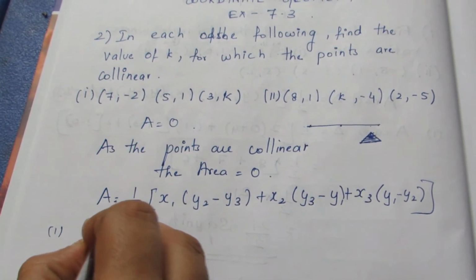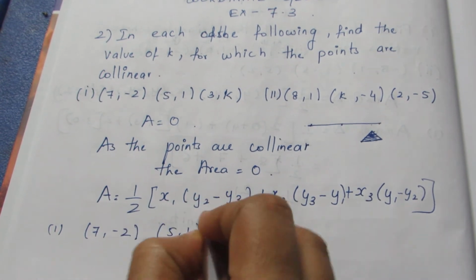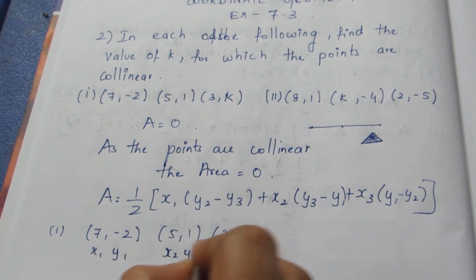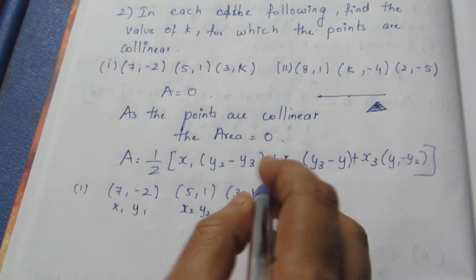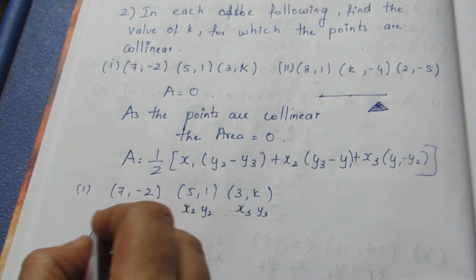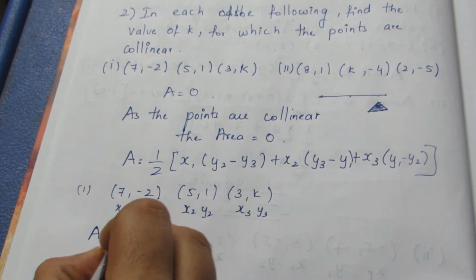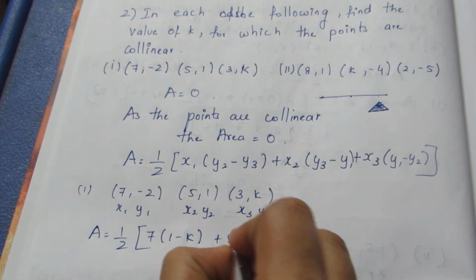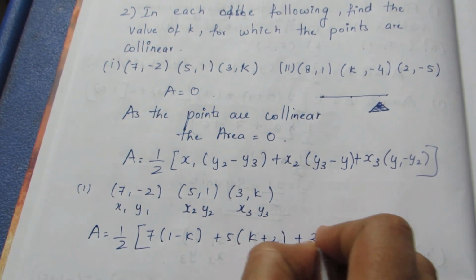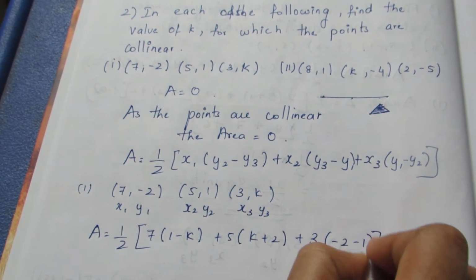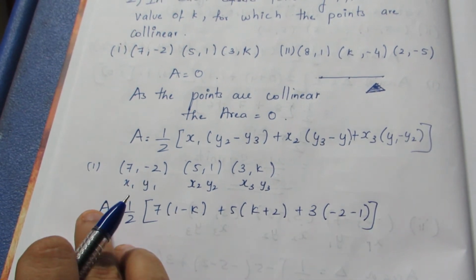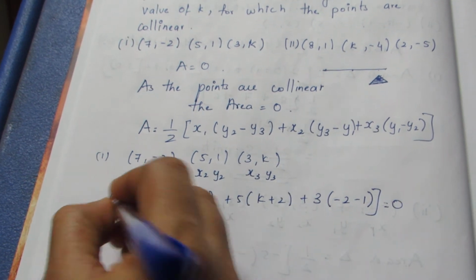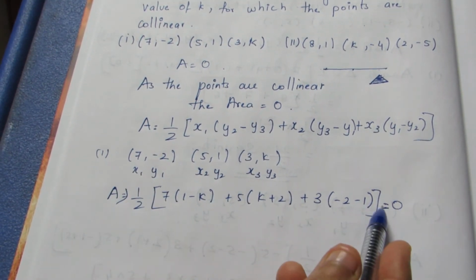Take the first sum. We have (7, minus 2), (5, 1), (3, k). Here this one is x1 y1, this is x2 y2, this is x3 y3. Just substitute the values in the area, which is equal to 0. Half into 7 into (1 minus k) plus 5 into (k plus 2) plus 3 into (minus 2 minus 1) is equal to 0, because area is equal to 0.